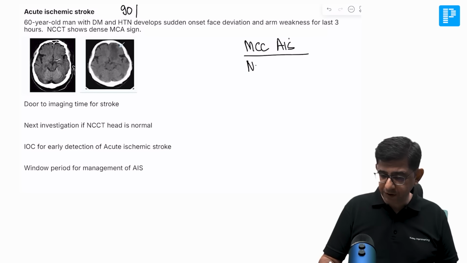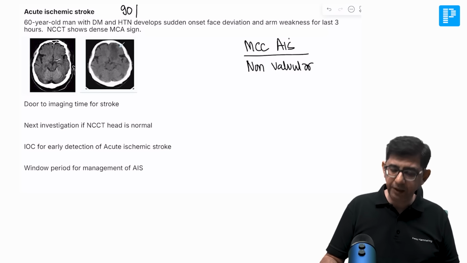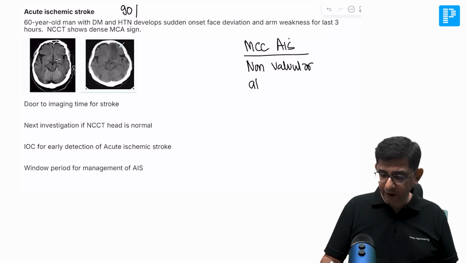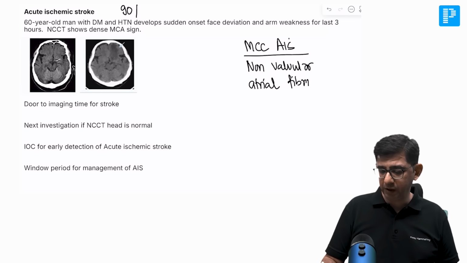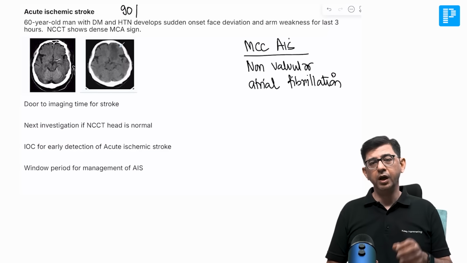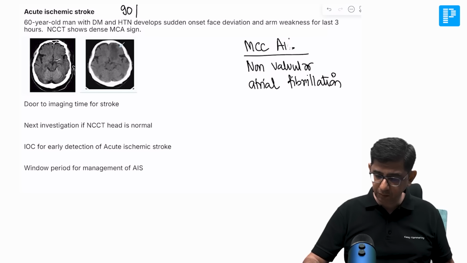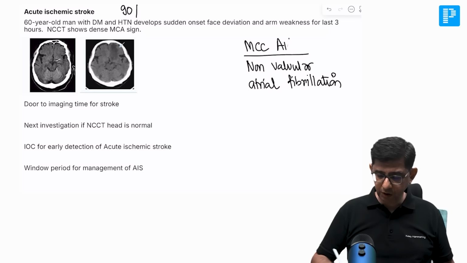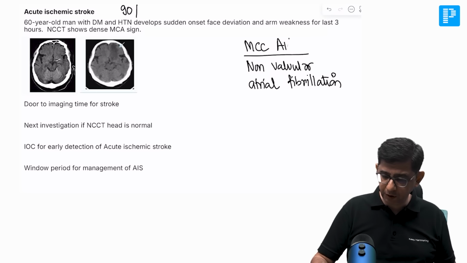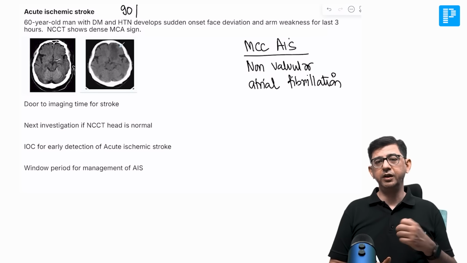To make it sound sophisticated, he will write like this, non-valvular. Because see, in India, we have rheumatic heart disease with mitral stenosis contributing to atrial fibrillation. So if it is rheumatic heart disease contributing to it, then we will say the word valvular atrial fibrillation. But in this question, we are using the word non-valvular atrial fibrillation for describing the infarct that is occurring.